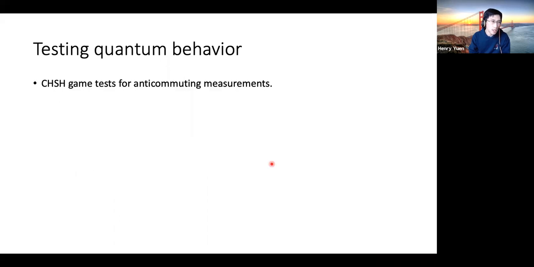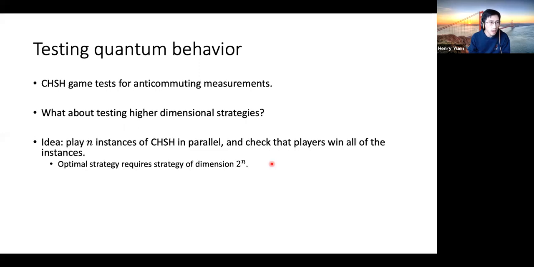So, you know, the CHSH game, one way of thinking about it, it's a way of testing for anti-commuting operators, and test for two-dimensional strategies. So what if you wanted to test for higher dimensional strategies? So one simple idea is you can play many instances of the CHSH game in parallel.